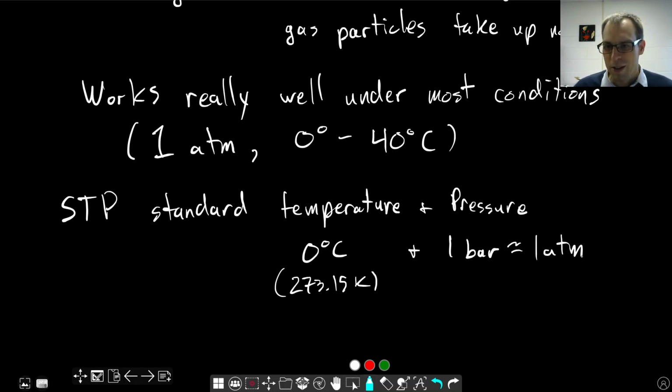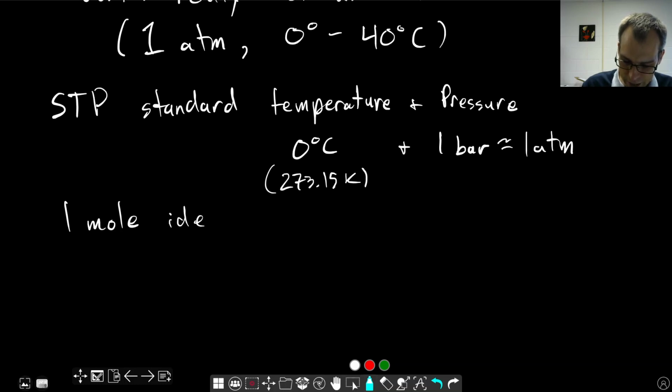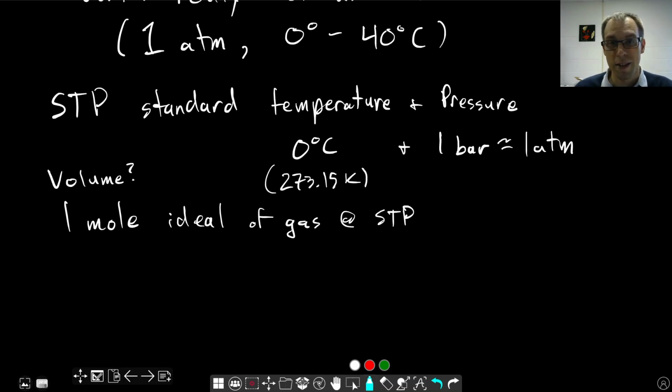All right, and one thing to note about the ideal gas law is that we can calculate the volume of 1 mole of an ideal gas at STP. And again, because the ideal gas law applies to all gases, this will hold no matter what gas we're talking about. It could be nitrogen, it could be carbon dioxide, it could be argon, it could be oxygen. All of these will have the same volume for 1 mole of gas.